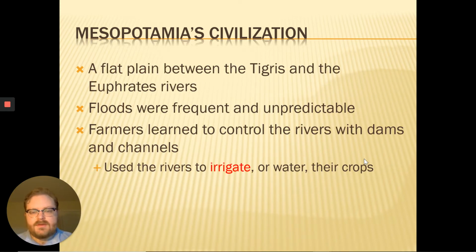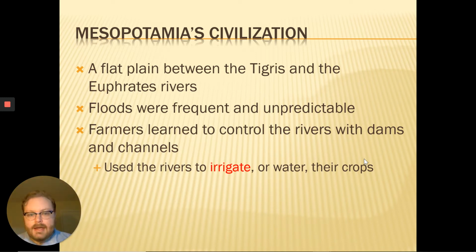So Mesopotamia civilization existed between two rivers, and you guys should know this by now. We've talked about it many times, the Tigris and the Euphrates rivers. These floods were frequent and unpredictable. They were very hard to control. They were very difficult to deal with. But they did learn how to control them eventually with dams and channels, and they used these rivers to irrigate.